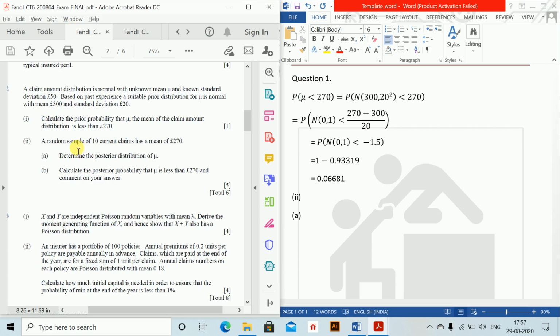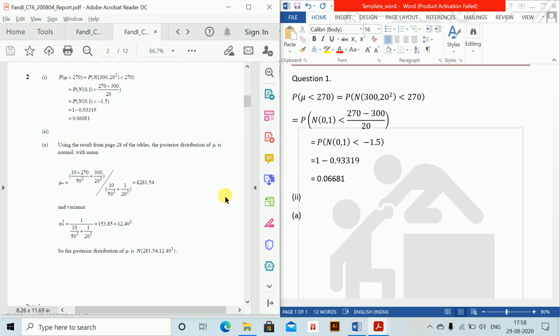a random sample of 10 current claims has a mean of 270. Determine the posterior distribution of mu and calculate the posterior probability that mu is less than 270 and comment on your answer. So we'll do this using a range, using tables.